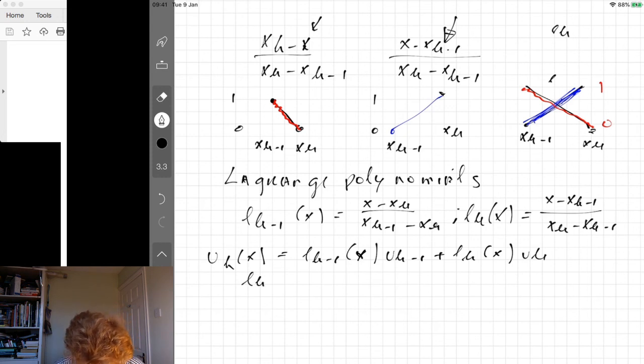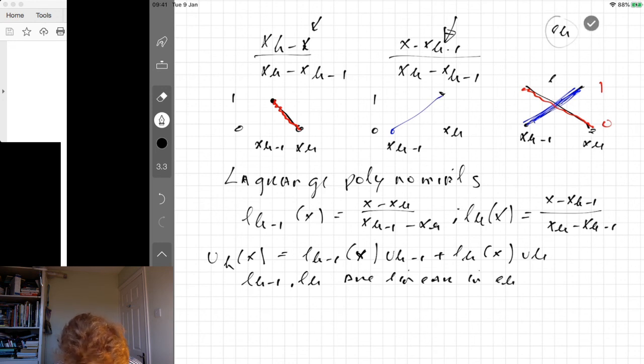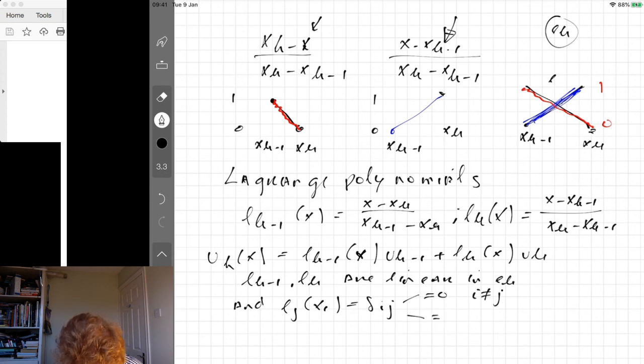So l_{k-1} and l_k are linear in element e_k, and l_j at x_i is the Kronecker delta symbol delta_ij, which is 0 for i not equal to j, and 1 for i equal to j, with i and j running here from k minus 1 to k.